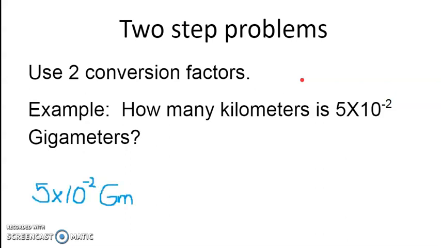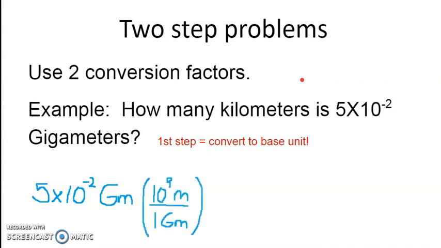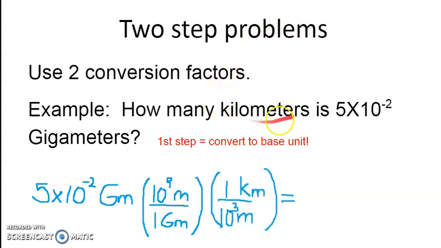How many kilometers is 5 times 10 to the minus 2 gigameters? All right, do you remember what gigameters was? All right, so the first step is always to convert to the base unit. So we want 1 gigameter equals 10 to the 9th meters. Right? Gigameters crosses out, and you're left with meters. So now the second step is we're converting from meters to kilometers, which is what we're looking for.